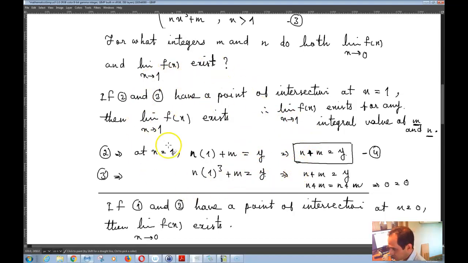Okay, we'll have to make sense of this using some sort of example. But what this means is that basically the limit of f of x when x tends to 1, this exists for any integral value of m and n. And keep in mind that we got basically this situation over here, which was basically m plus n is equal to y and m plus n is equal to y. This was the system of equations that we got.